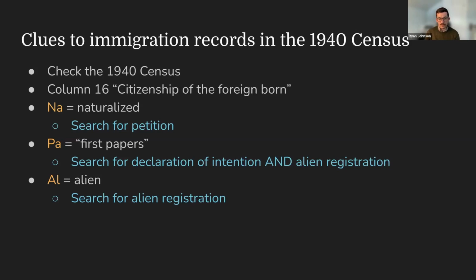PA is first papers, or that first stage of the naturalization where they filed a declaration to become a citizen. And we're going to search for that, but also look for an alien registration because they were not yet naturalized citizens. AL is also a clue to look for an alien registration because they hadn't done anything yet, even though they may have been there, in the States for a long time.